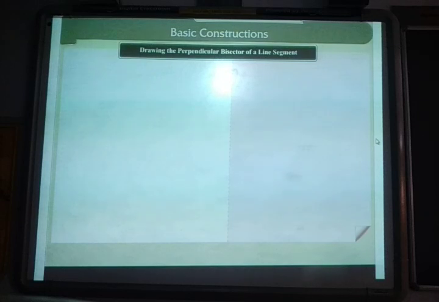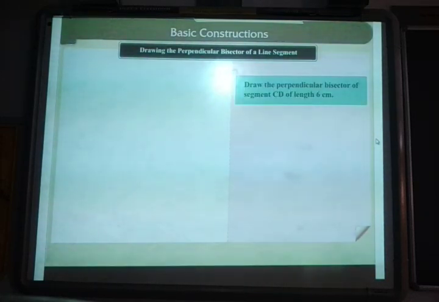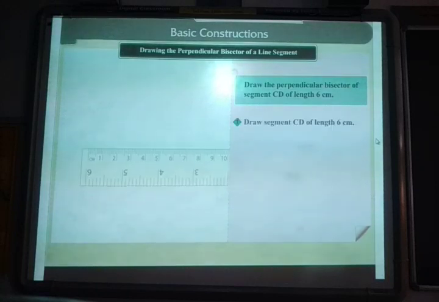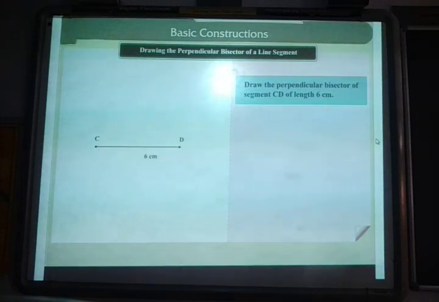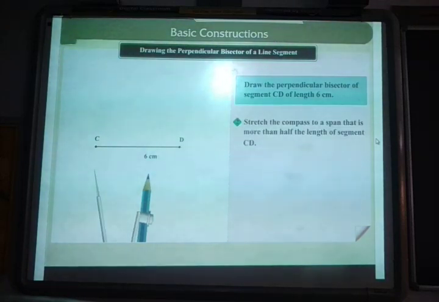Drawing the perpendicular bisector of a line segment. Draw the perpendicular bisector of segment CD of length 6 cm. Draw segment CD of length 6 cm. Stretch the compass to a span that is more than half the length of segment CD, that is more than 3 cm.